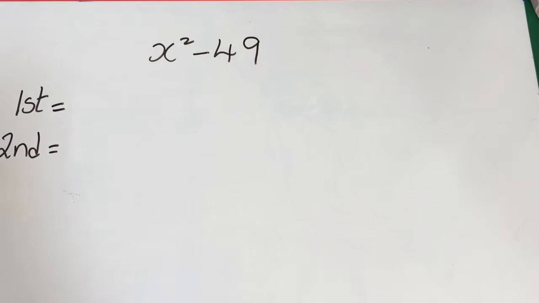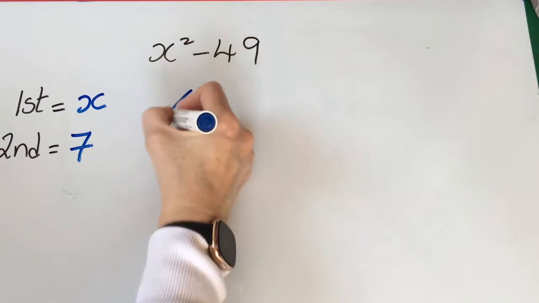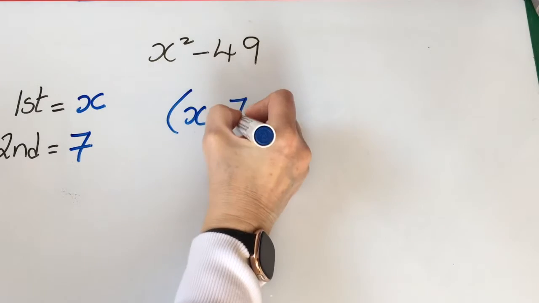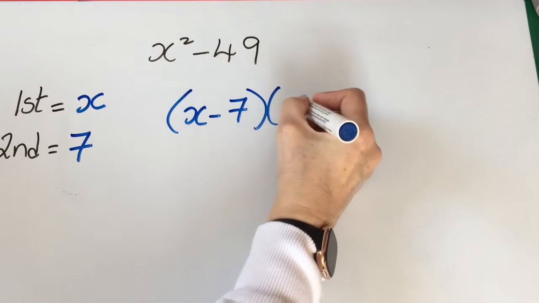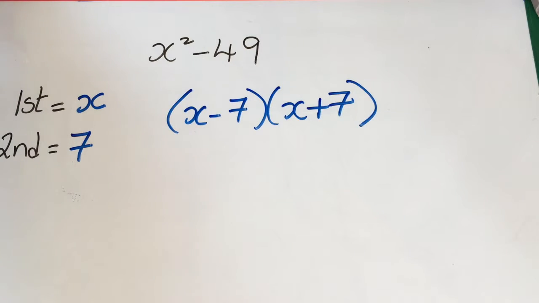Here we have another example. The first term that's squared is x, the second term that's squared is 7. So it's x minus 7 on x plus 7. And again, good practice to check our answer.